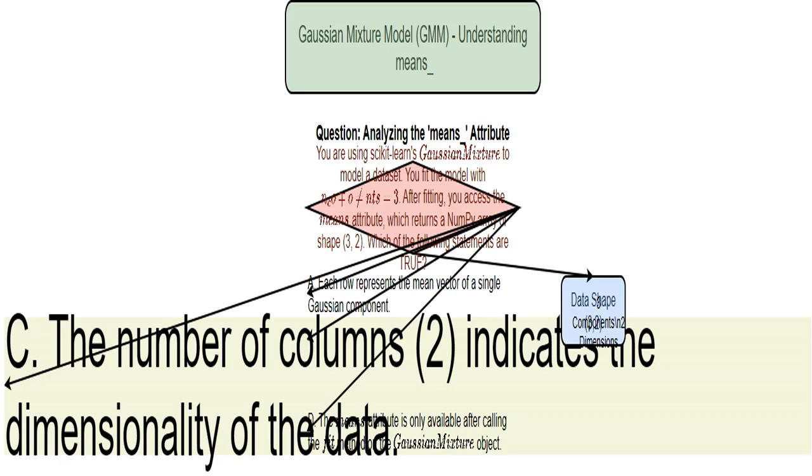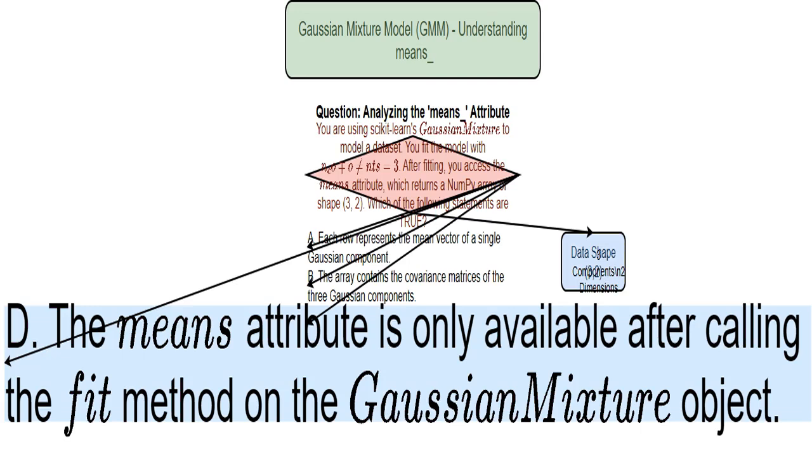That's absolutely correct. The 2 in (3, 2) tells me the data has 2 dimensions or features. Think of it like this: if you're measuring height and weight, you'd have 2 dimensions. Yes, this is true. The means_ attribute only gets populated after I've used the fit method of my GaussianMixture object. This is because fit is what actually trains my model and gets the parameter values, including the means, of each of the Gaussian components.